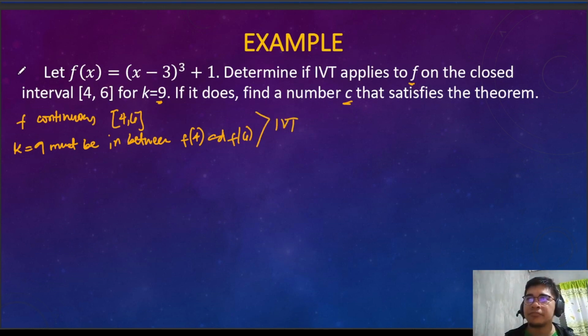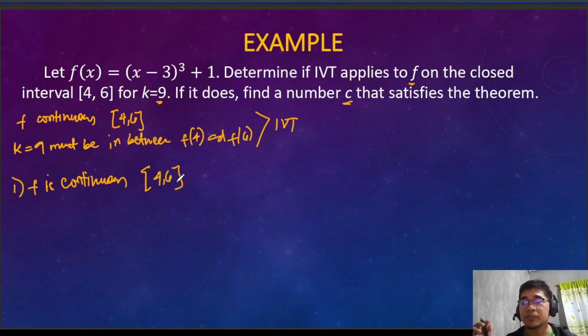Since our f, which is the cube root of x minus 3 plus 1, is a polynomial function, it is continuous at every real number. So, whatever real number you put here, it is continuous. So, therefore, our f is continuous. We have satisfied our first condition that f must be continuous on the closed interval 4 and 6. What remains is the second one.